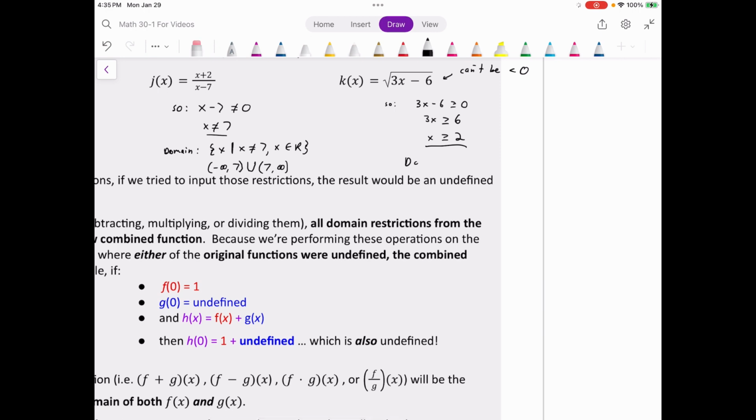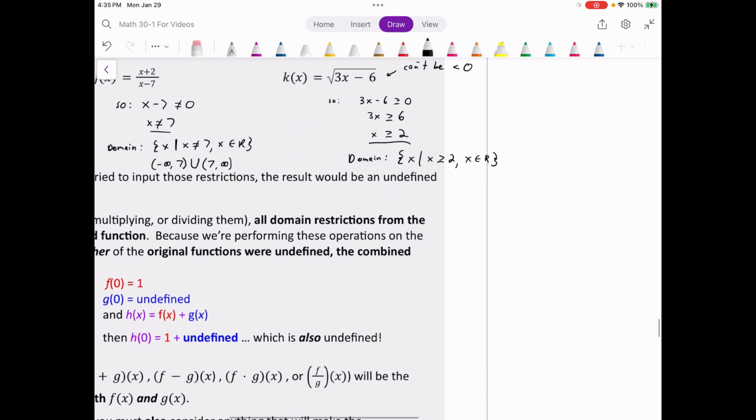So our domain would be, in set notation, the set of all x's such that x is greater than or equal to 2. Any real number that's greater than or equal to 2. In interval notation, well, it can be as low as 2, so it can go as low as 2, square bracket, because it can be 2. It's okay for it to be 2.